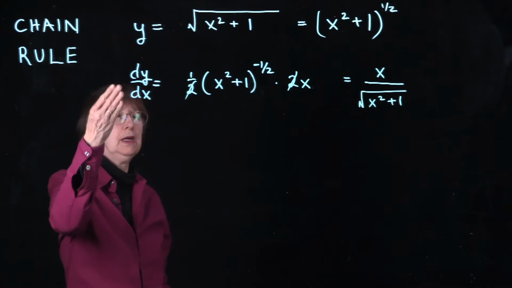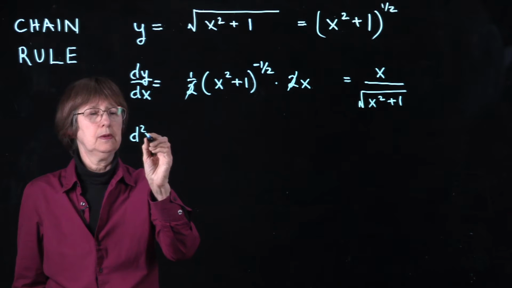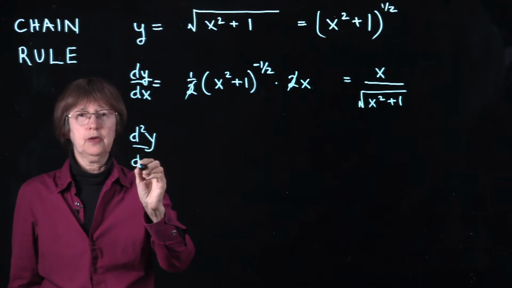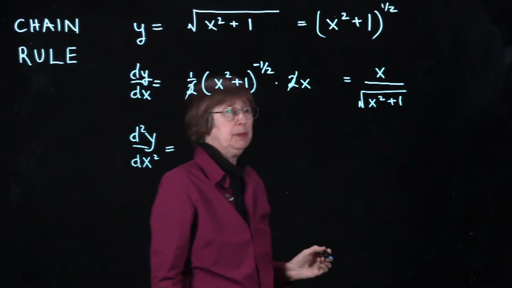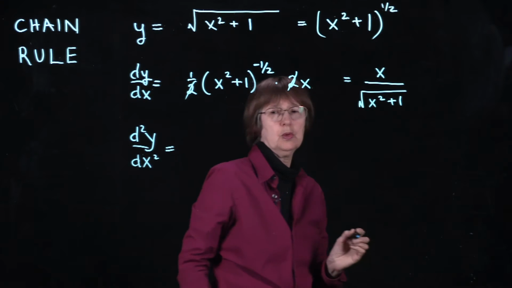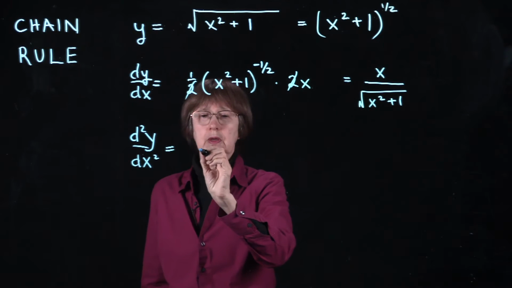For practice, let's also take a second derivative. So let's write down the second derivative of y with respect to x. And now we're going to be using the chain rule and the quotient rule. So recall that the quotient rule will tell us to do the following.